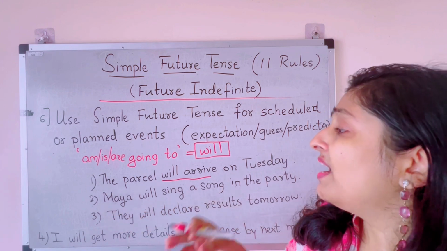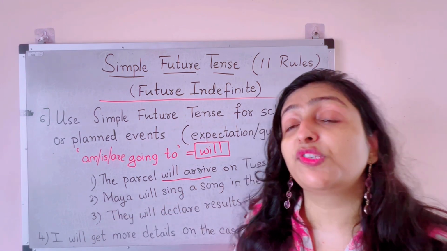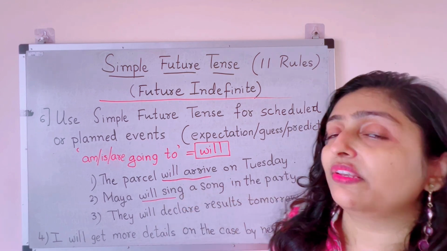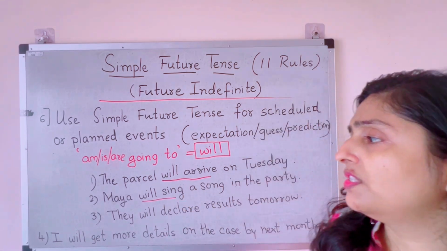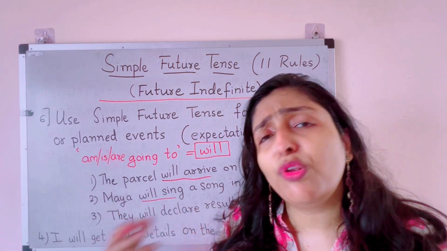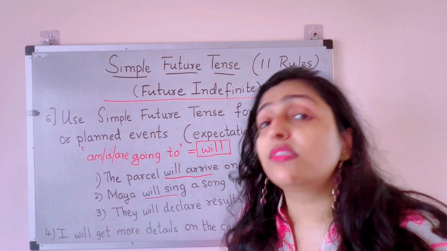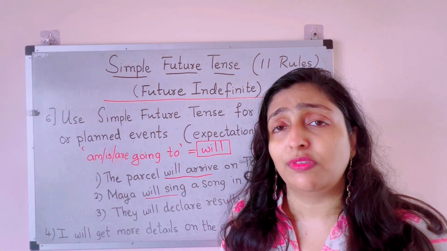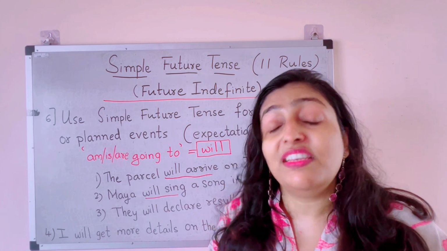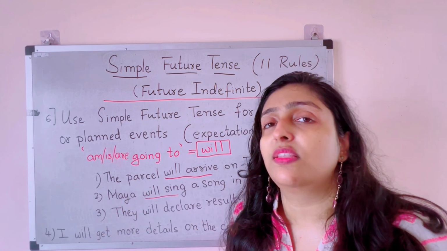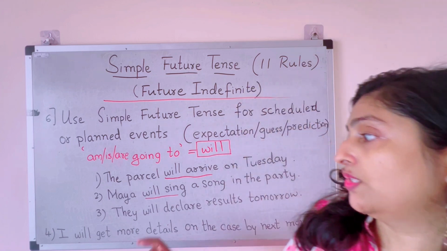Second is Maya will sing a song at the birthday party. So will sing is in simple future tense because Maya has already been informed. So Maya will indeed sing the song at the celebration. There is not going to be any change in the decision. It's Maya who is going to sing the song. Maya will sing the song.